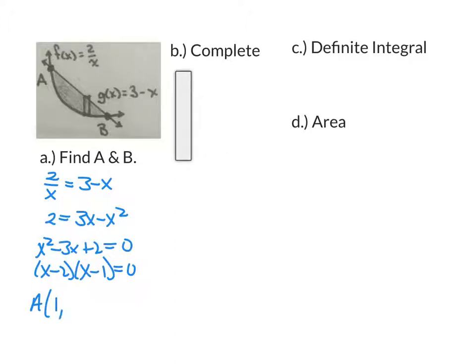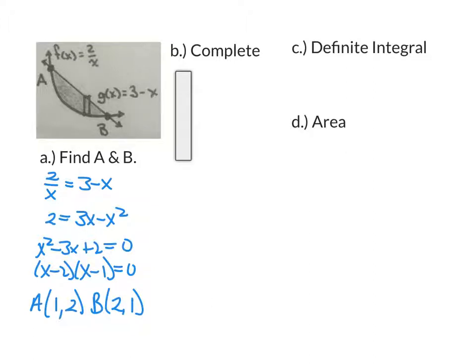Its y coordinate is going to be the same whether I plug that 1 into f of x or g of x. So I'm just going to take 2 divided by 1 and get 2. For the point B, its x coordinate is 2 since it's to the right. And when I plug that in, 2 divided by 2 is 1. So those are our 2 points.